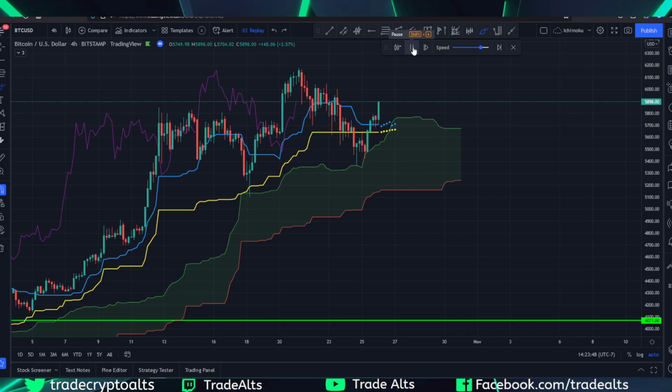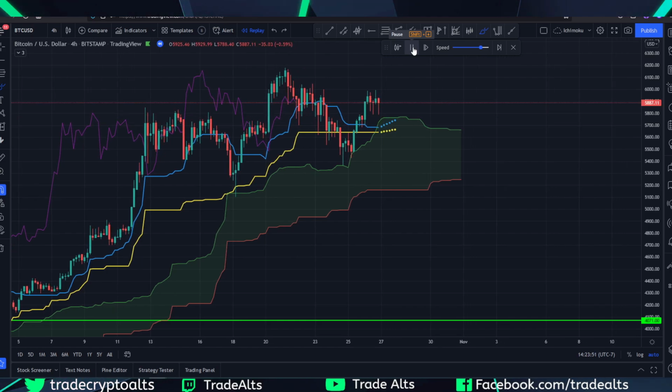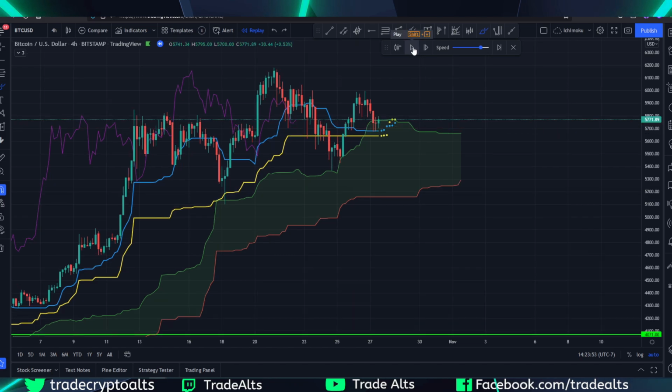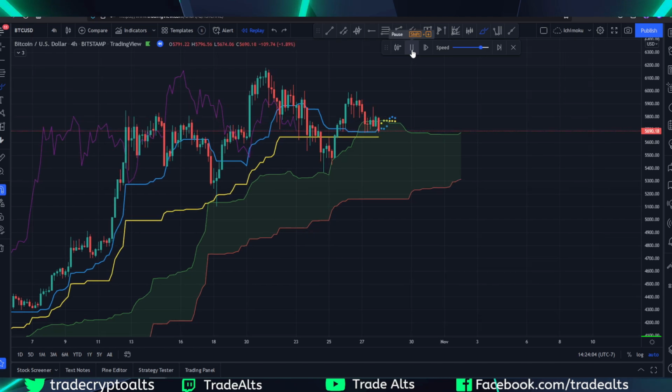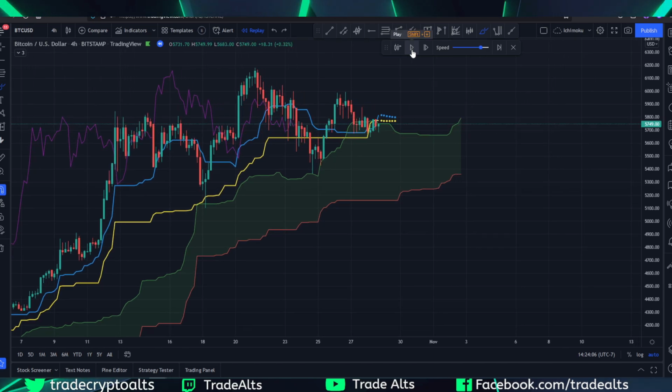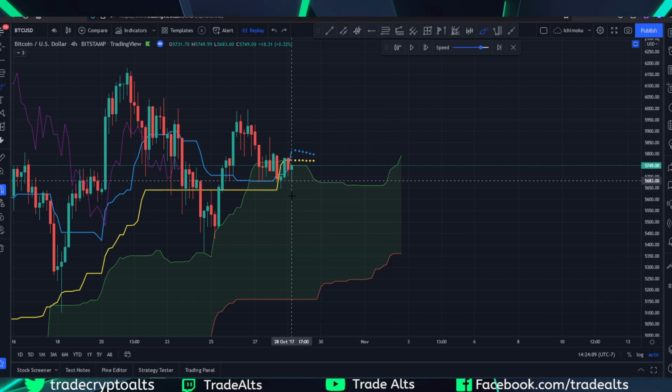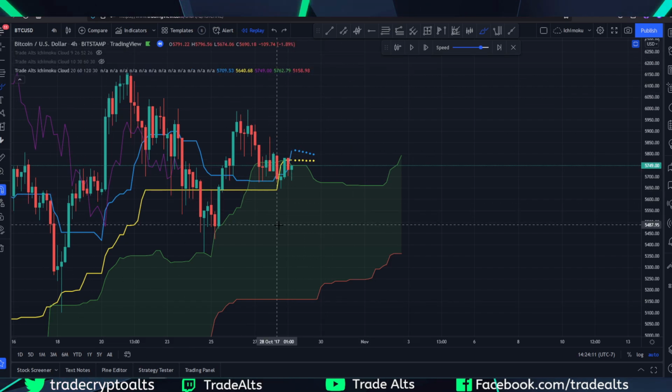Tenkan Kijun getting close together. Still no exit. Okay. You can see here, getting close together. If you look at the forecasting dots, it needs to bounce here, or it could potentially cross to take you out of your trade. Curious, does this cross? This did cross here. Yeah, it did cross here.